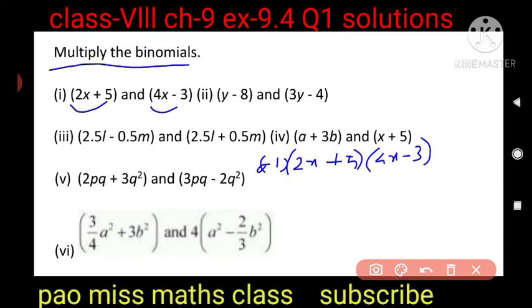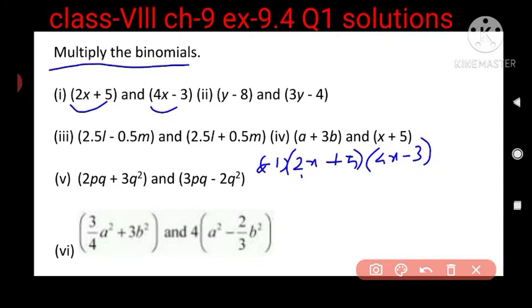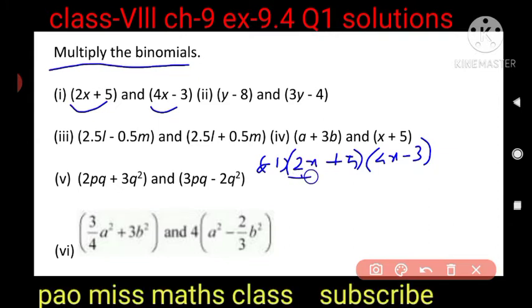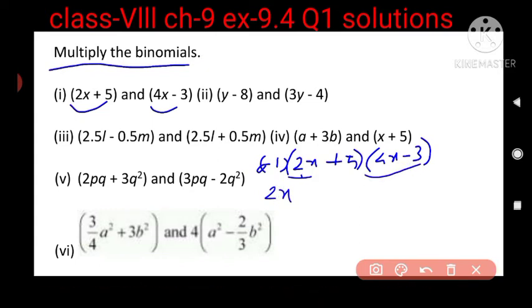We know monomial multiplied with binomial means the monomial will multiply with both the terms of the binomial, but here both are binomials. This has two terms, so this is a binomial, and this is also a binomial. That means what will happen here? Take the first term, 2x. Now this 2x will multiply with both the terms of the second binomial, that is 4x minus 3.